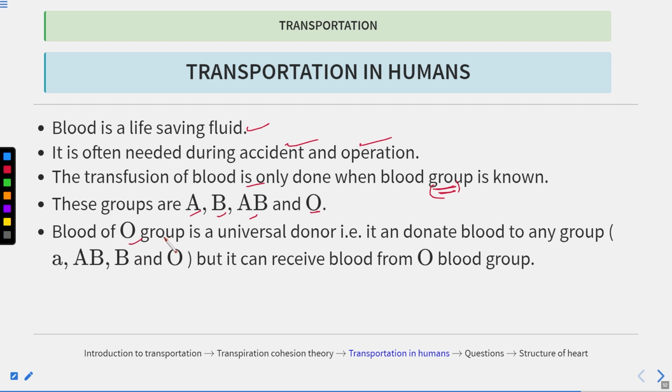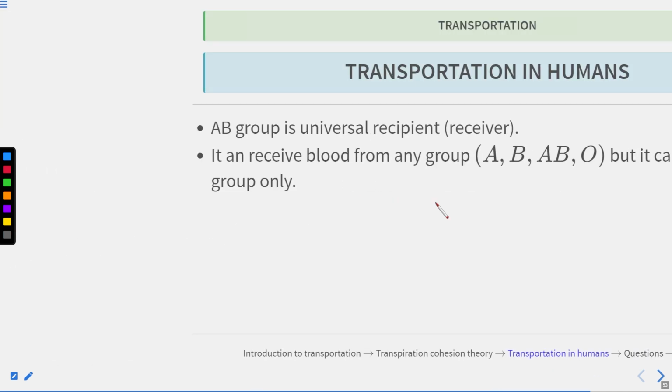Blood group O is known as a universal donor, meaning it can donate blood to any group, A, AB, B, and O, but it can receive blood only from the O blood group. Okay, so O blood group doesn't consist of any antigen, but it contains both the antibodies.